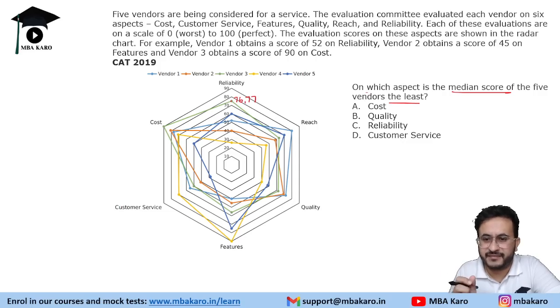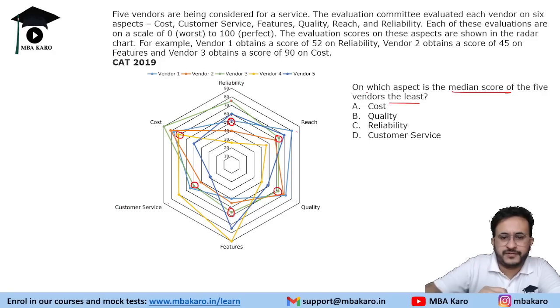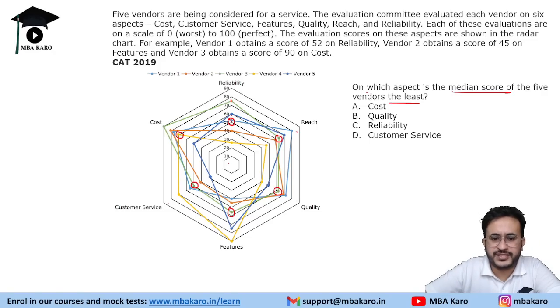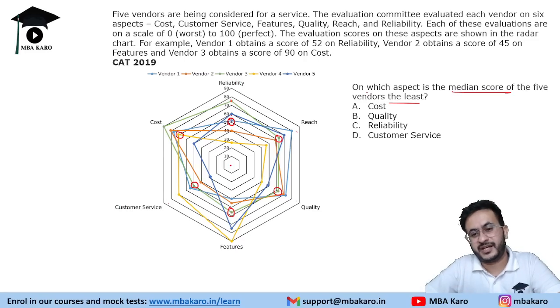Median means central value. Okay, the central value is this: 1, 2, 3. So here this median is around 50s. 1, 2, 3. This is the median value. Five values. Which of these is the least, closest to the center? Okay, now which is closest to the center? Just check and answer. You did not have to calculate all the values. Okay, so remember that a chart does not mean that you have to calculate all the values. You should know how to read a chart in an effective manner.